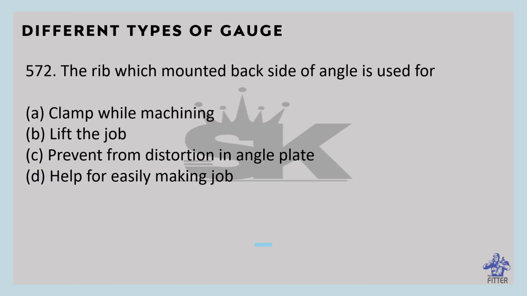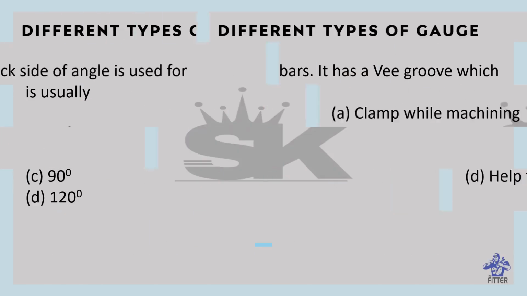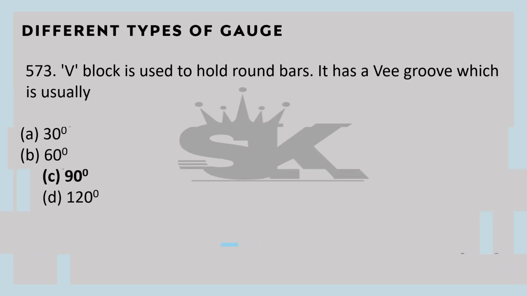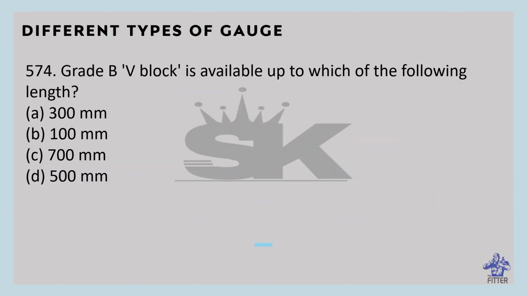The rib mounted on the backside of the angle plate is used to prevent distortion in the angle plate. A V block is used to hold round bars. It has a V groove which is usually 90 degrees. Grade B V block is available up to which of the following lengths? That is 300 mm.